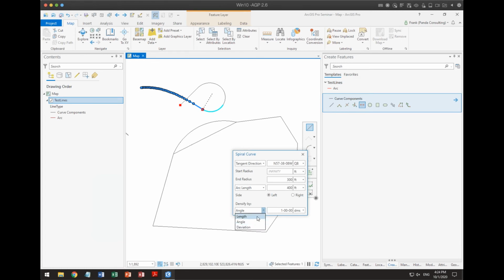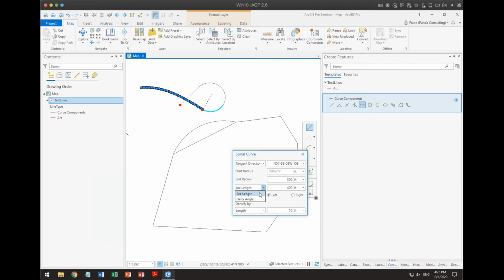You can densify this either by length or by the standard deviation as far as where it gets densified. The densification component is where it is going to put the vertices, because it can't really store a spiral. There is no geometry type for a spiral. Inside simple features, there's a straight line, there's a curved line, there's a Bezier curve, there's an ellipse, but there is no spiral. So this is the way they've done it. Again, what's the tangent? What's the starting radius? What's the ending radius?